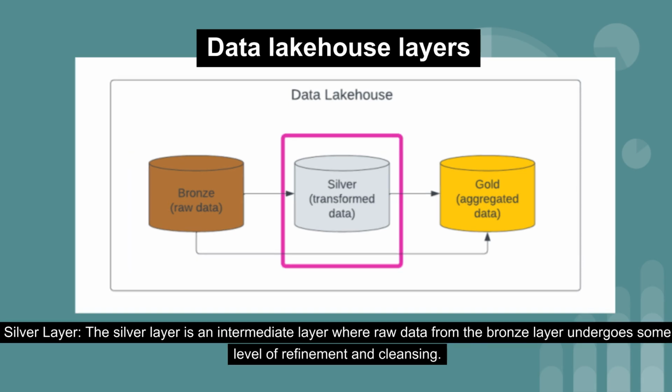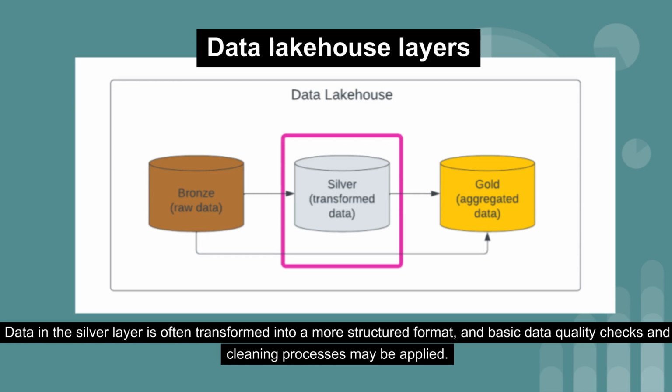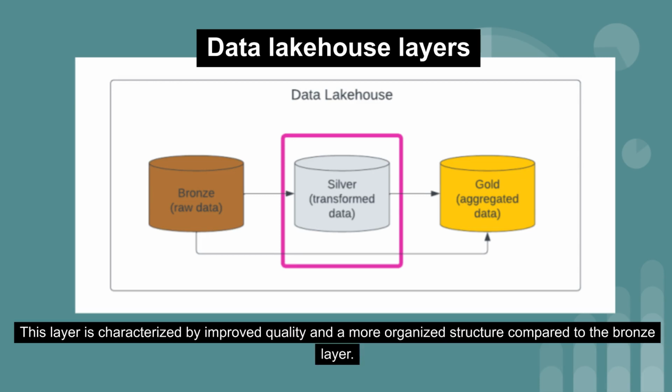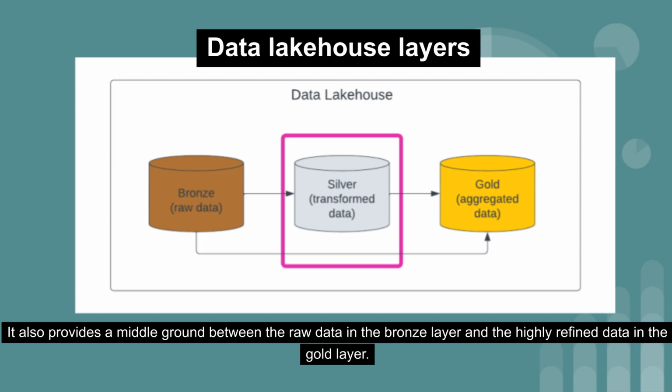Silver layer. The silver layer is an intermediate layer where raw data from the bronze layer undergoes some level of refinement and cleansing. Data in the silver layer is often transformed into a more structured format, and basic data quality checks and cleaning processes may be applied. This layer is characterized by improved quality and a more organized structure compared to the bronze layer. The silver layer acts as a staging area for data that is on its way to becoming more usable for analytical purposes. It also provides a middle ground between the raw data in the bronze layer and the highly refined data in the gold layer.